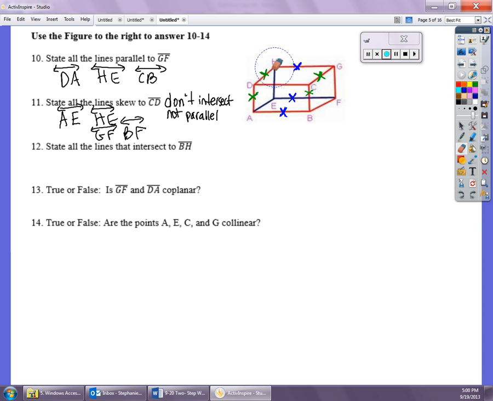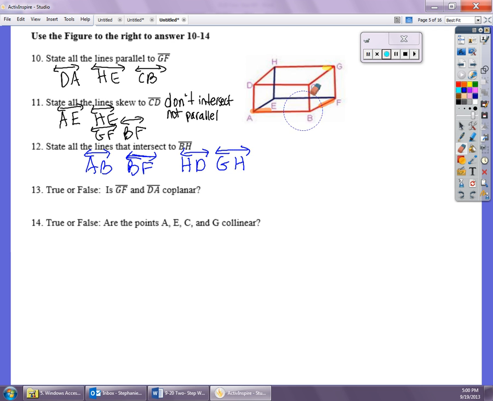Now the next one I told you actually had to draw your own line. So you had to draw a line from B to H, and then you had to see what surrounds or what intersects with it. So the first 2 lines that I noticed were AB and BF. And then the next 2 I noticed were HG and DH. So that's how you identify lines that intersect BH, which is a line that you had to actually create.